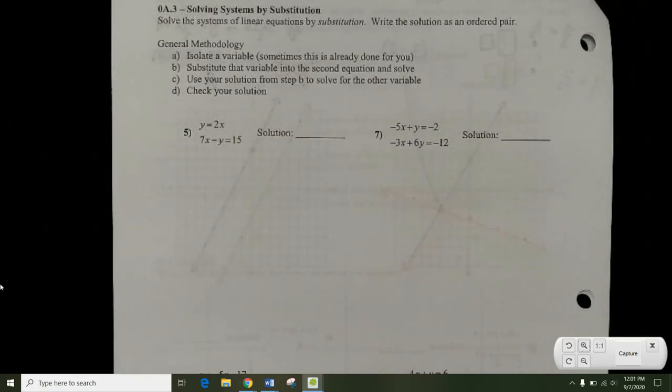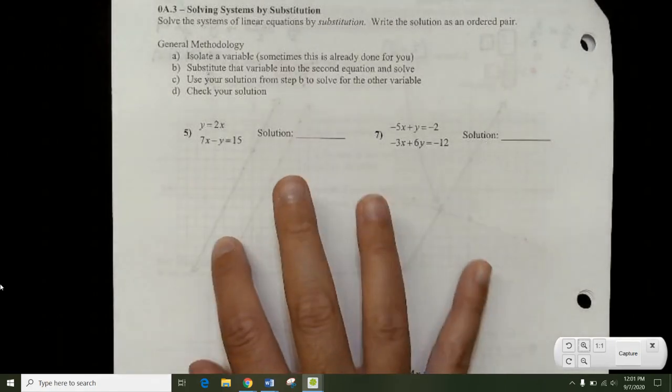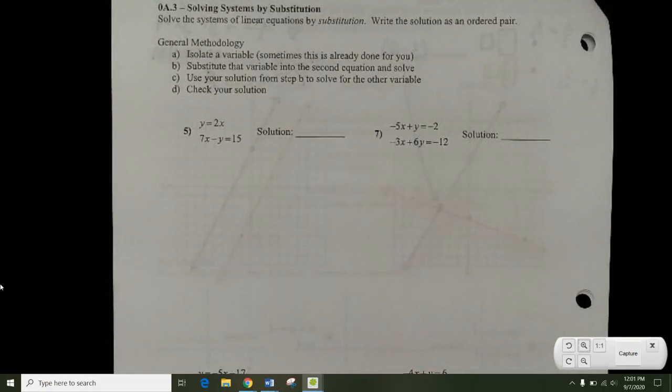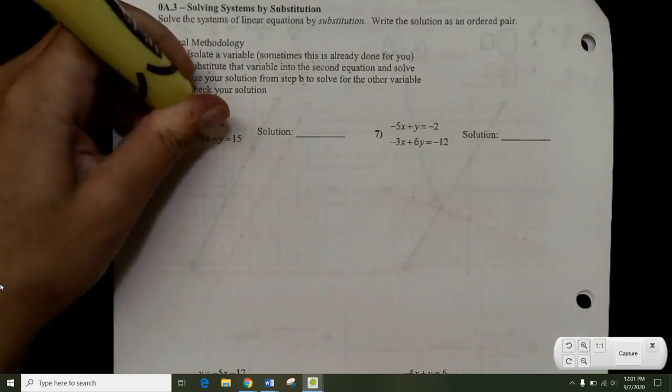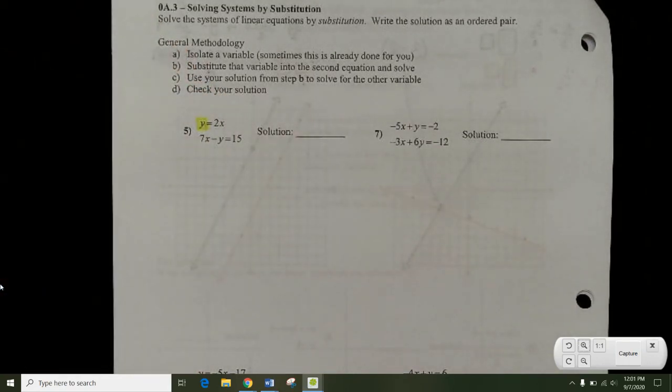So the first step says isolate a variable. It says sometimes this is already done for you. I'm going to be going through number 5 and number 7, the top two examples on this page. Number 5, this is already done for you. What it means by isolate is that one variable is alone on one side of the equation.